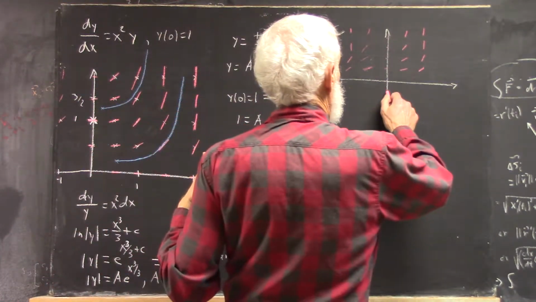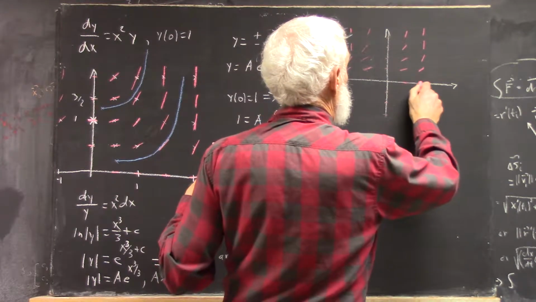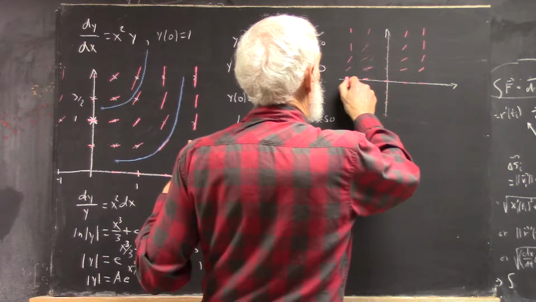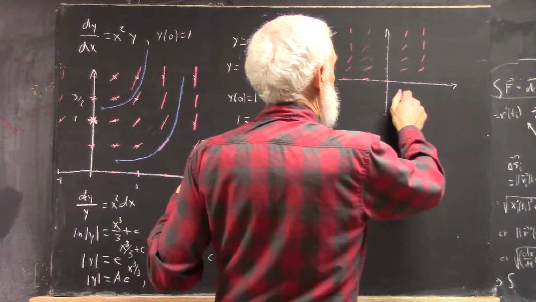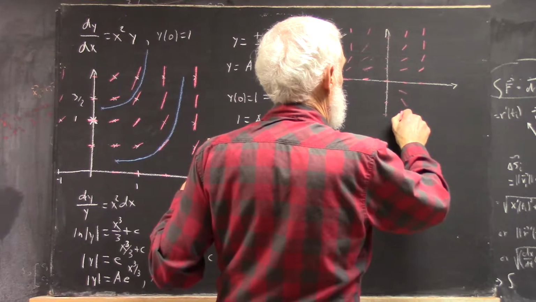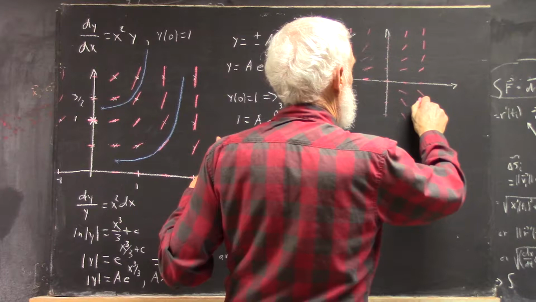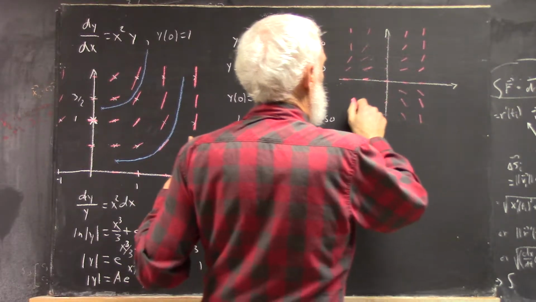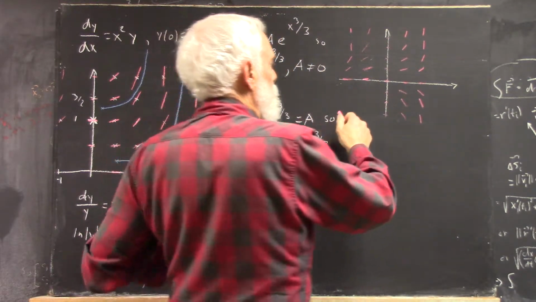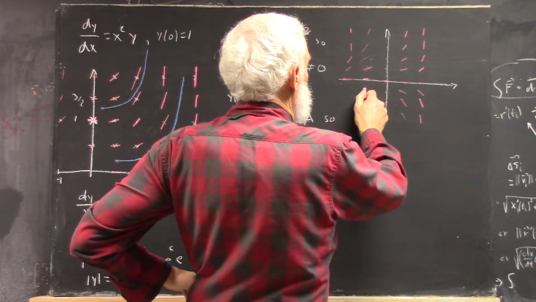So what you have is still 0 slopes on any of the axes, right? But down here, it's going to look like this. And same thing over here. It's going to be an upside down picture of this.